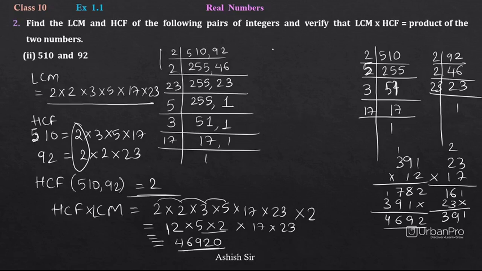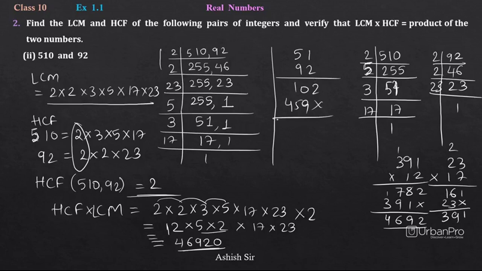Now we need to check the product of the two numbers. So we multiply 51 with 92 and lastly we put a 0. So 2 1s are 2 and 5 2s are 10. 9 1s are 9 and 5 9s are 45. Let's add it up. So what we get here is 4692 into 10, so we get 46920. Hence we can say that HCF cross LCM is equal to the product of the two numbers. Hence verified.